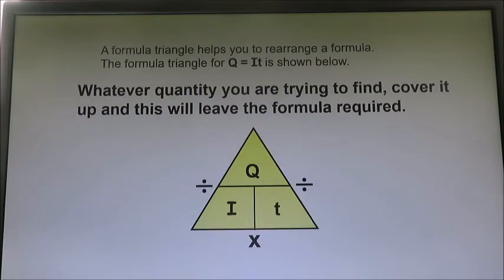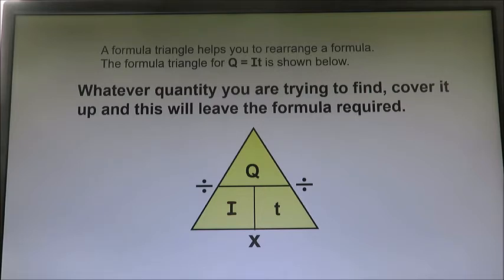Now, in science, we use a lot of these formula triangles, and these are really useful because they help you to figure out the other rearranged versions. So whenever you have a formula triangle, it doesn't matter what calculation it's for, whatever it is that you are trying to find out, that is the thing that you cover up with your finger, and then that will tell you, with whatever's remaining, how to do the calculation.